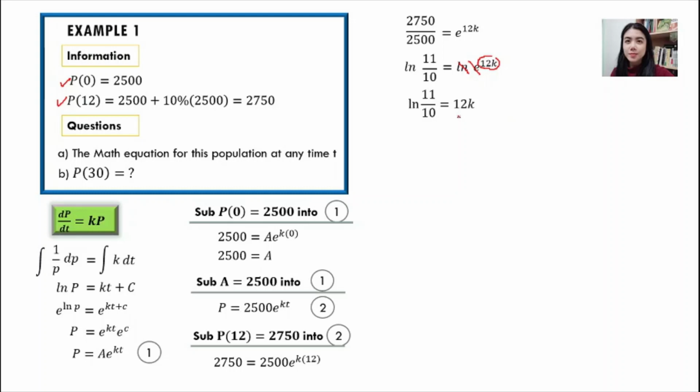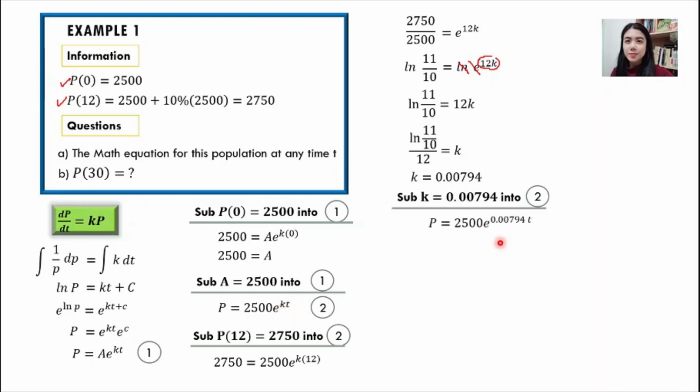And then you can simplify it some more. You can bring the 12 to the left hand side, where it becomes division, and simplify it, then you have the value of k. Now you obtain the value of k. Substitute the value of k into equation number 2, and then you will have this one. Now you can see that I managed to find the value of parameter k. So this is basically the answer for question 1, question A.